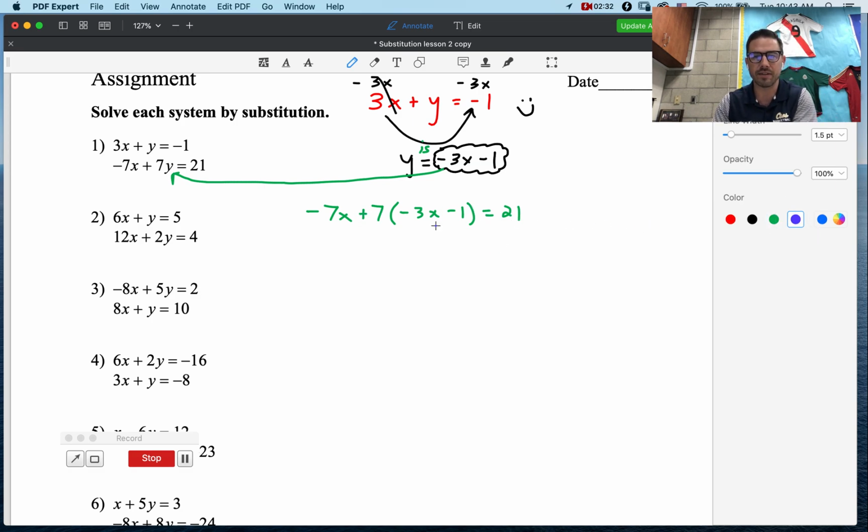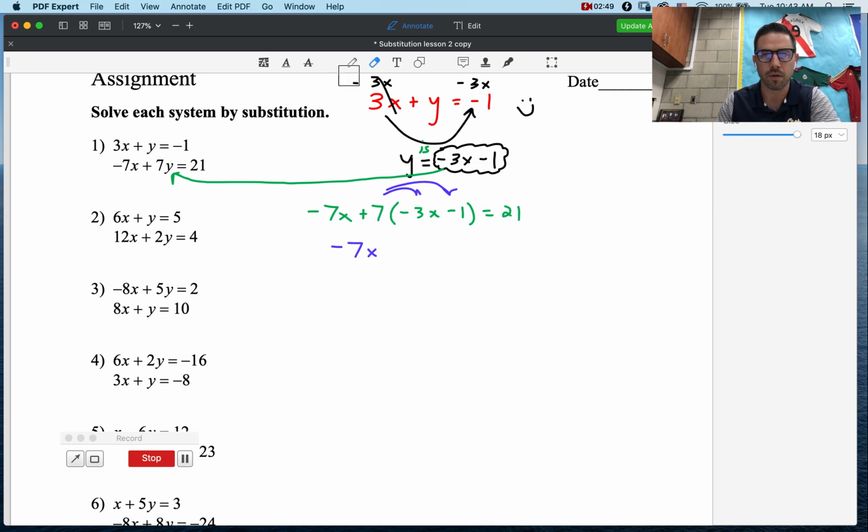Now, we've done this in the past. I've quizzed you on this. We've done this within like the first 6 weeks of school. You can do this. So distribute: -7x plus, it's not going to be plus because I've got positive 7 times -3x. That's -21x. A positive times a negative is negative. -7 equals 21.